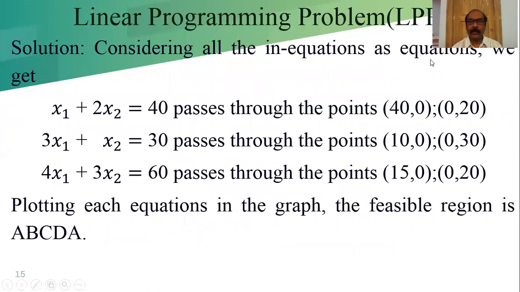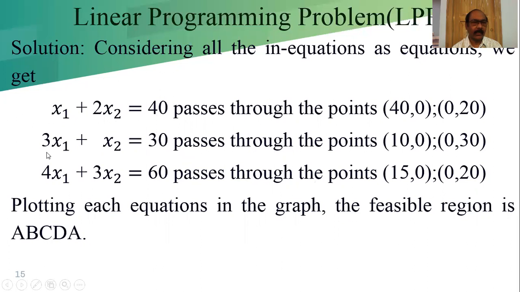Consider all the inequations as equations. So the first constraint becomes x1 + 2x2 = 40. If we write it in the intercept form, x1/40 + x2/20 = 1, that means this line passes through the points (40, 0) and (0, 20). So if we take the point (40, 0) on the x1 axis and (0, 20) on the x2 axis, and join these two points, we will get the plot of this line.